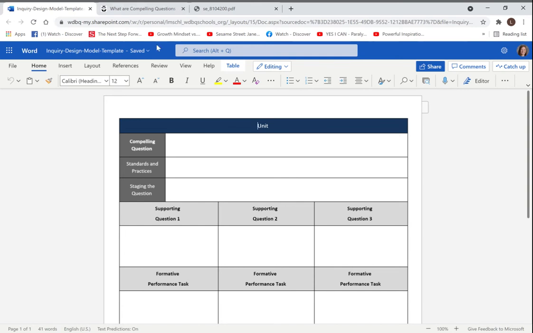I wanted to share this C3 template with you. This is a template we use when we are planning out our units. And we always start with our compelling question and then consider anywhere between 2 to 4 supporting questions depending on the unit.